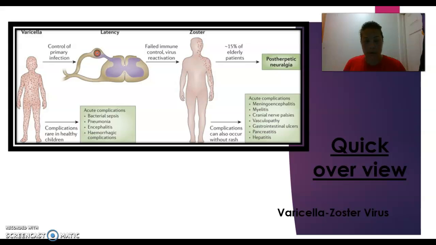So here's a quick overview. Once the virus varicella enters the body, it causes chickenpox. After infection, the virus remains in the body and becomes latent in the ganglionic neurons. Once reactivated, the virus zoster spreads to the skin, innervated by neurons. In here, for the elderly, there are also many complications, while it's rare in healthy children.